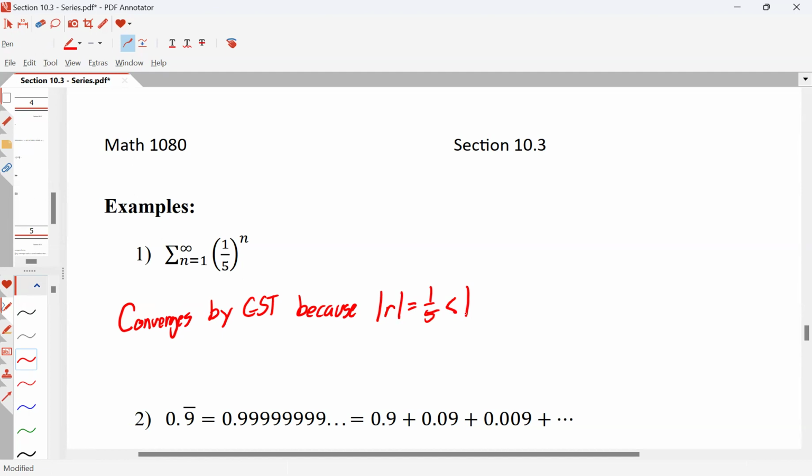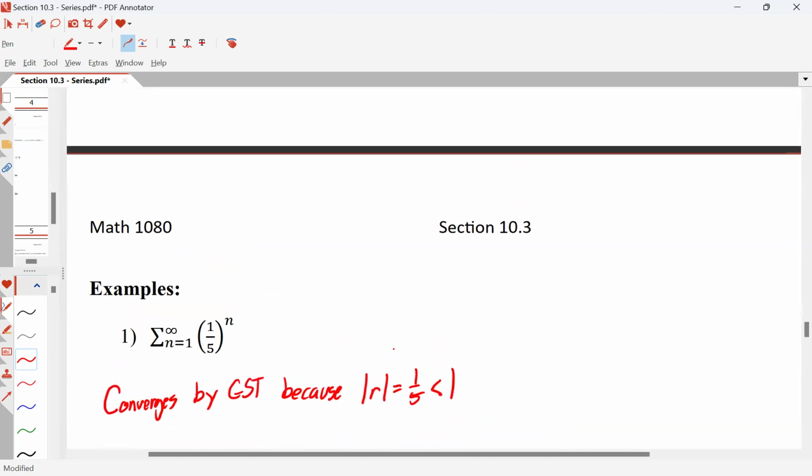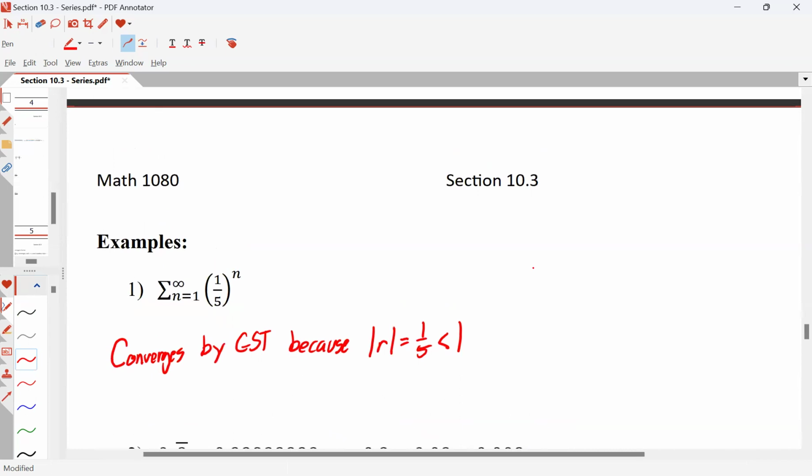However, what does it converge to? Couple ways we can think about this. Number one, we know anything is going to converge to a over 1 minus r. We know our r, that's 1/5. But what is a?